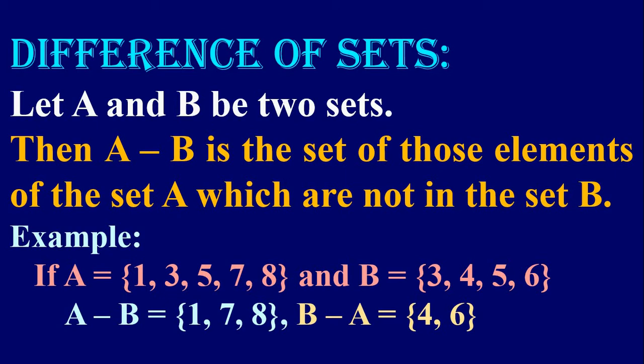If A equal to 1, 3, 5, 7, 8 and B equal to 3, 4, 5, 6. What you do is you have to write all the elements of A only, but it should not be present in B. Here 3 is present in A and B, and 5 is also present in A and B. If you want to find A minus B, you have to write the remaining elements, that is 1, 7, 8. So we should write elements of A but they should not be present in B. And if you want to find B minus A, you have to write all the elements of B which are not present in A, that is 4 and 6 only. So here the common elements you should not write. So A minus B and B minus A is called difference of sets.